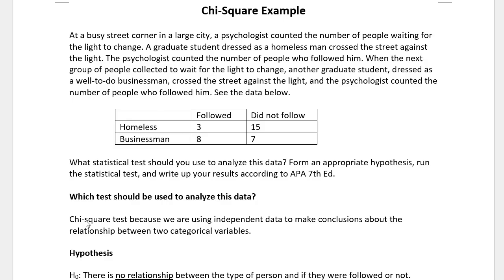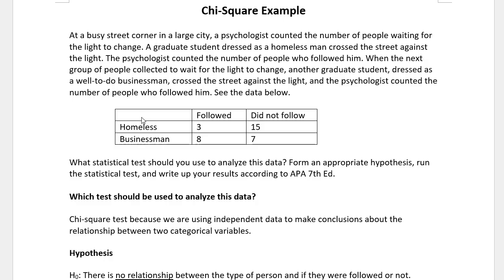So the test should be a chi-square because we are using independent data. That means that the graduate student dressed up as a homeless person, and whether they were followed or not followed, was completely independent of the graduate student dressed like a businessman who was followed or not followed, and the people were independent. So all of that is independent data. It is also categorical data.